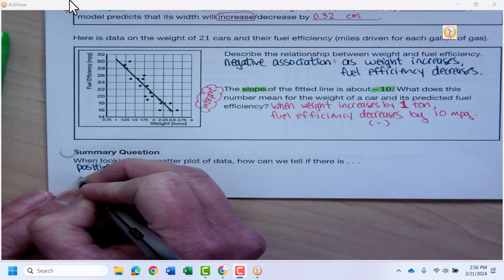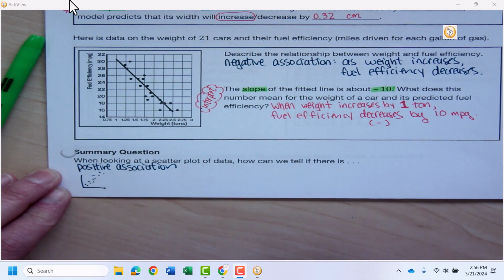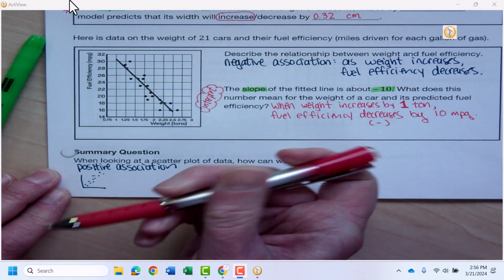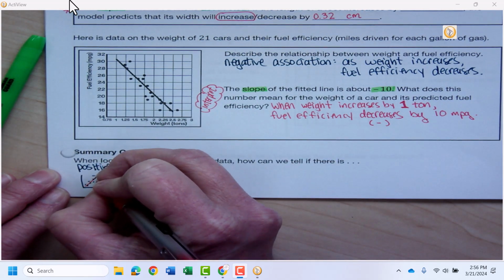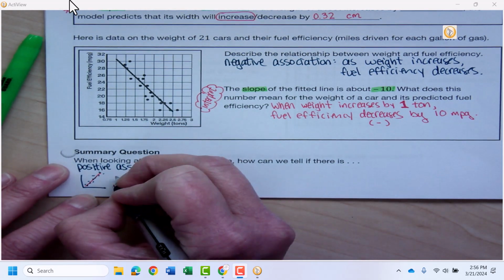So I'm just going to draw a quick little scatter plot that has a positive association. That line of fit would have a positive slope. As one variable increases, so does the other.